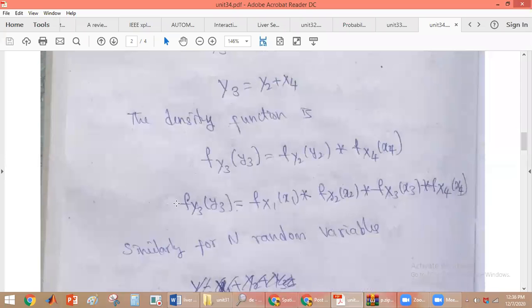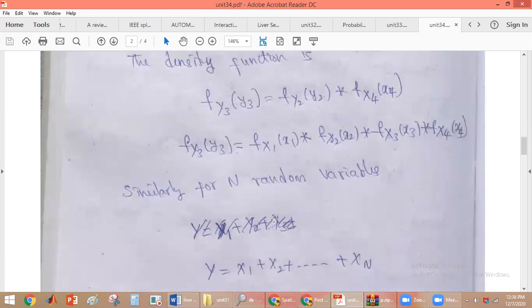Now we have obtained fy2 of y2. Fy2 of y2 is equal to fx1 of x1 convolution fx2 of x2 convolution fx3 of x3. So fy3 of y3 will be the convolution of the probability density functions of the individual random variables.